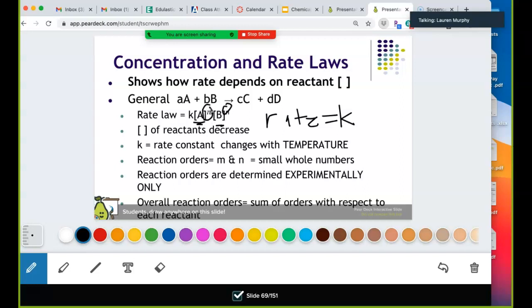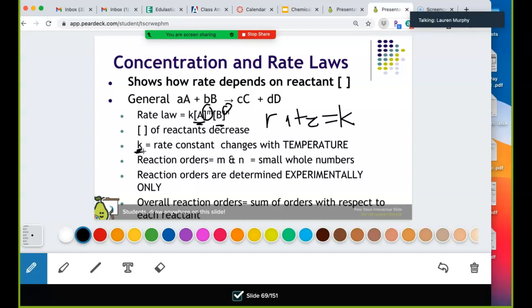Okay? Those powers, those M and N, are called orders. And for this class, they're only going to be one of 4 numbers: 0, 1, 2, or 3. They're not going to be anything else. Now, they can be other things, but for this class, they won't be.